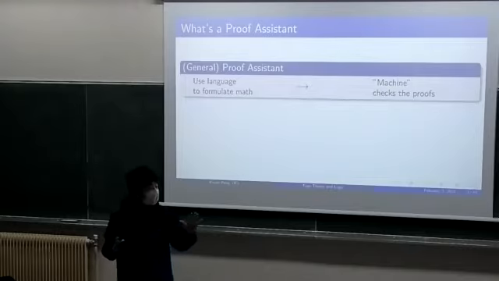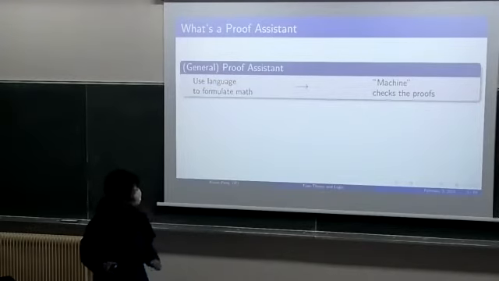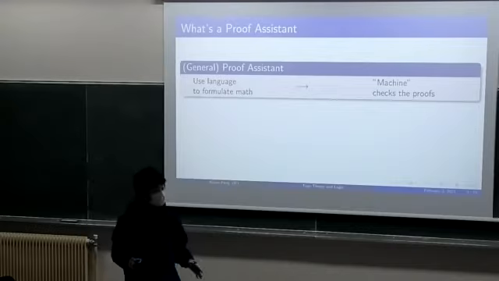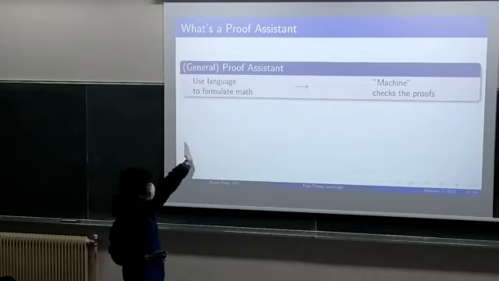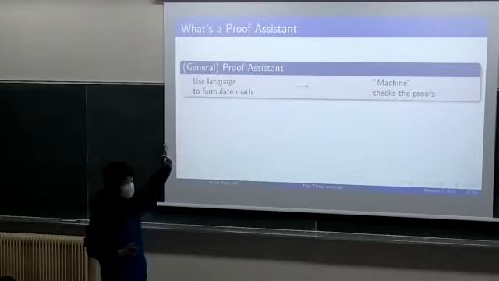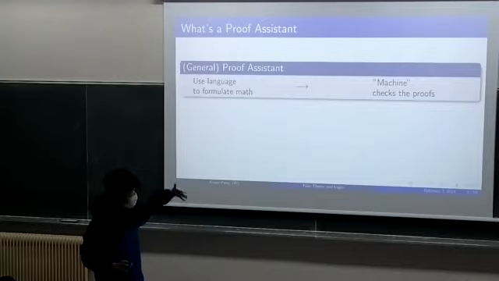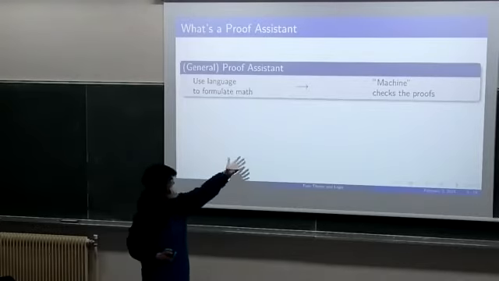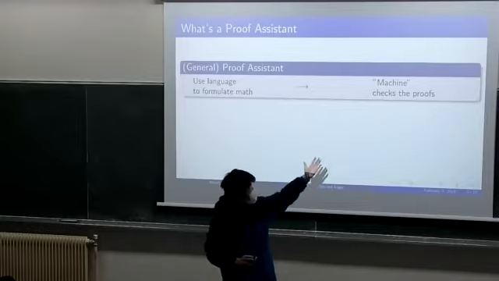Okay. So I'd like to give you some motivation of why you should care about this. I first introduce a very simple concept called a proof assistant. This consists of two parts. First, you formulate math in some language. You think of math and you write it down in some language. Then some machine checks the proof: whether your proof is correct or not.